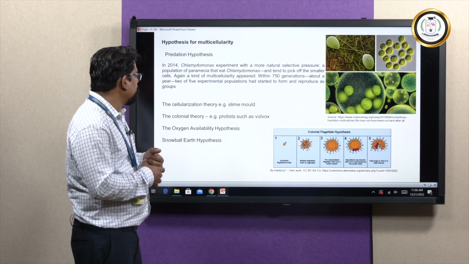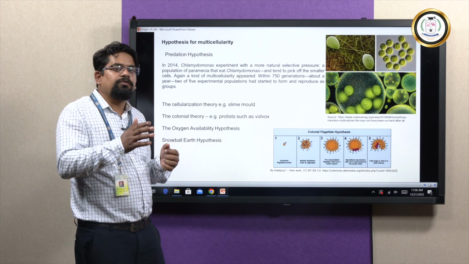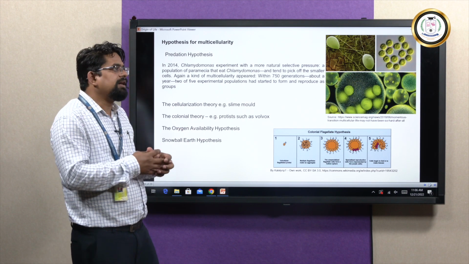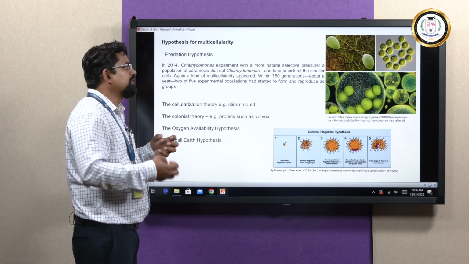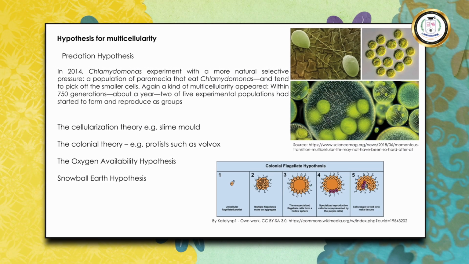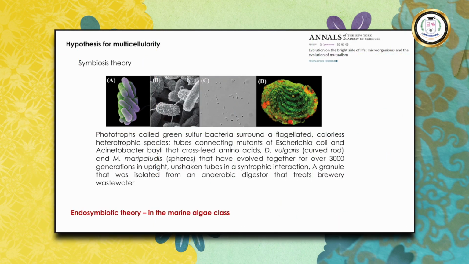Then the oxygen availability hypothesis. For 2 billion years, from 3.5 to 1.5, oxygen kept on being generated into the atmosphere, and that might have led to enough oxygen through which multicellular life could be supported. Then there is the snowball earth hypothesis. So there are several different hypotheses which have been given for the generation of multicellularity. In the symbiosis theory, there are studies which say that symbiosis happens between two cells, which leads to the evolution of multicellularity.